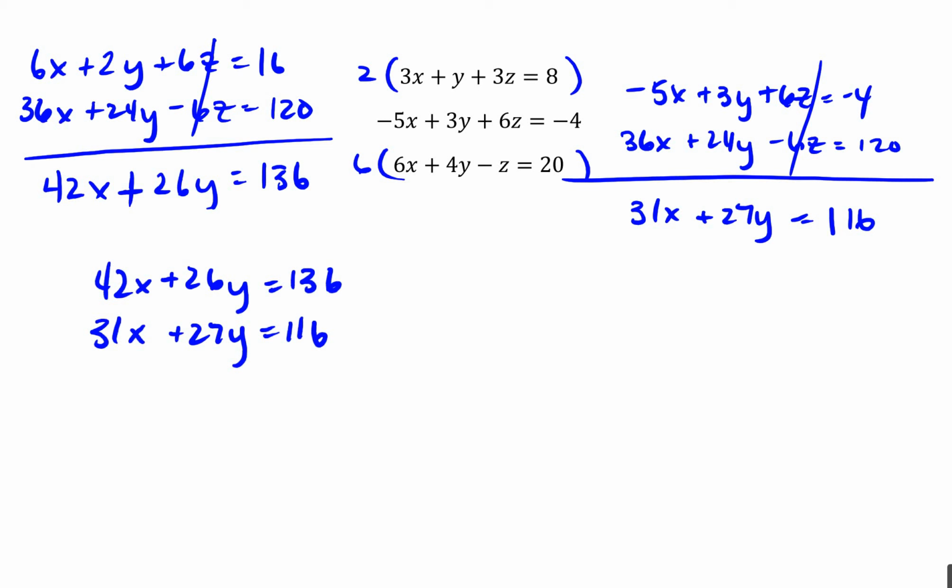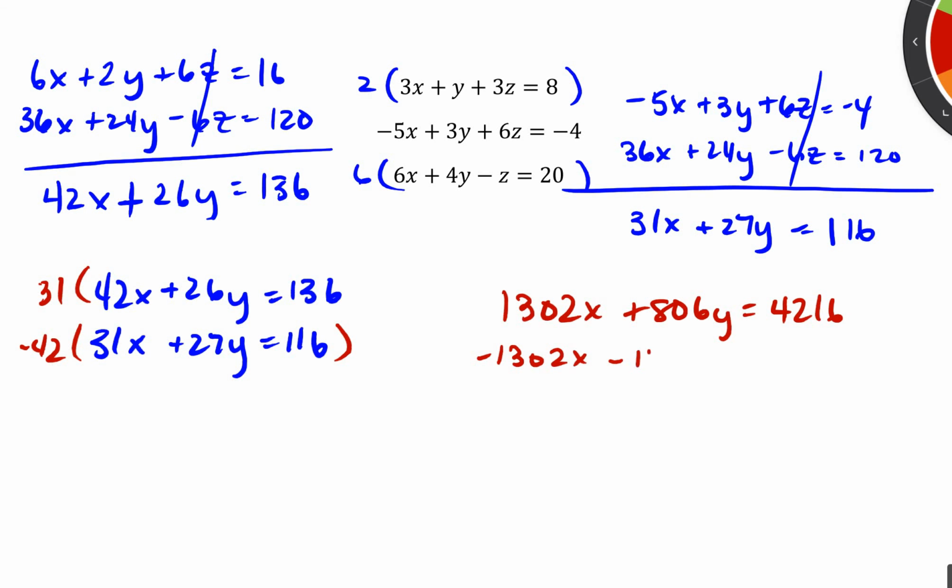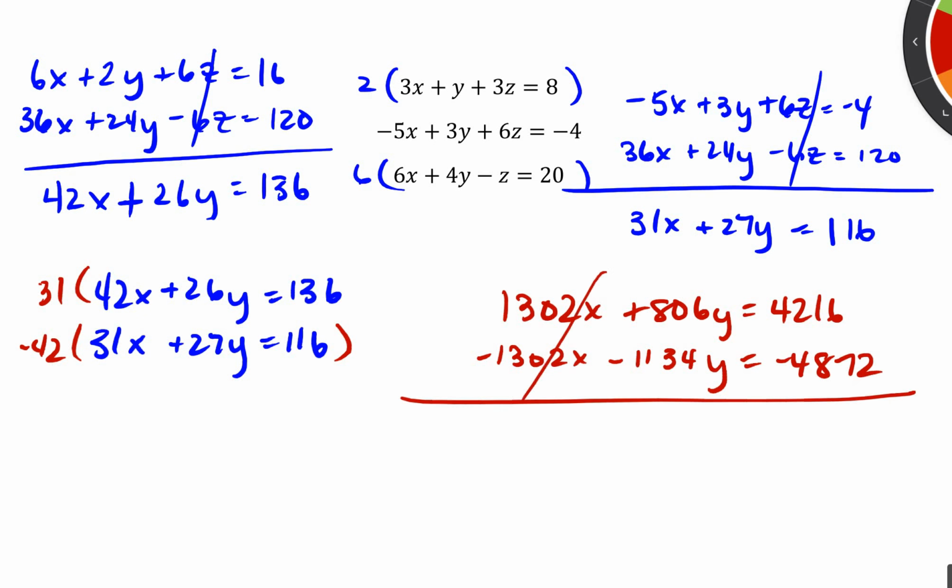Well, I'm just going to multiply the x values by each other. I'll just make one negative. So I'll multiply this by 31 and multiply this by negative 42. Well, that's going to give me 1302x plus 806y equals 4216. That's going to give me negative 1302x minus 1134y equals negative 4872.